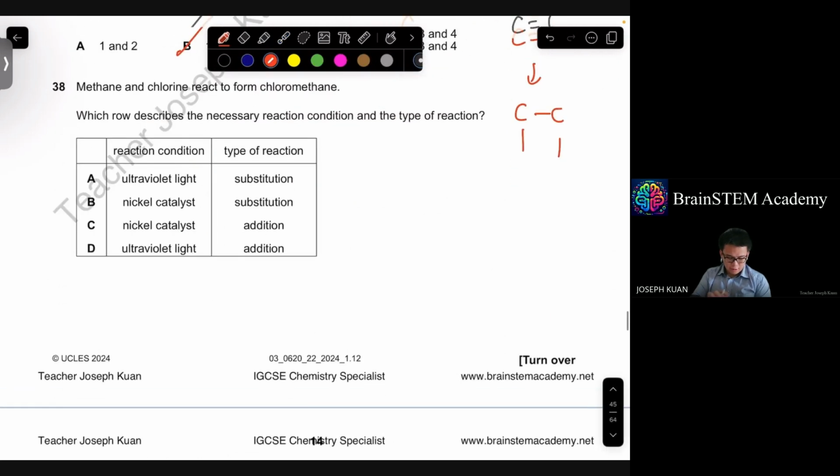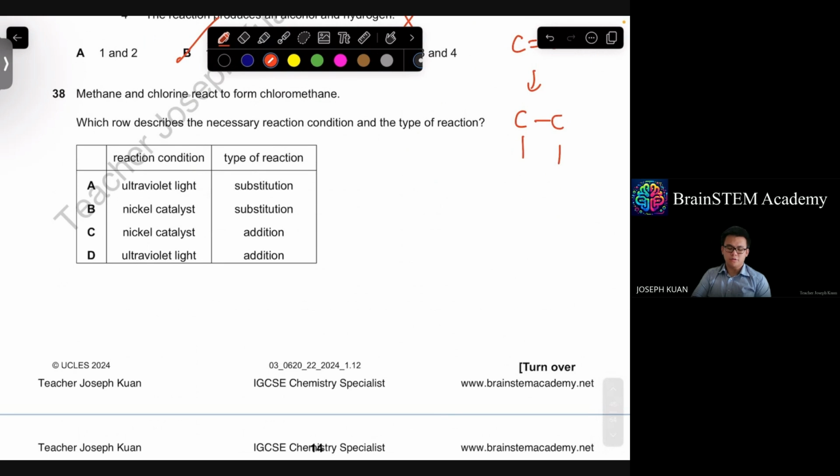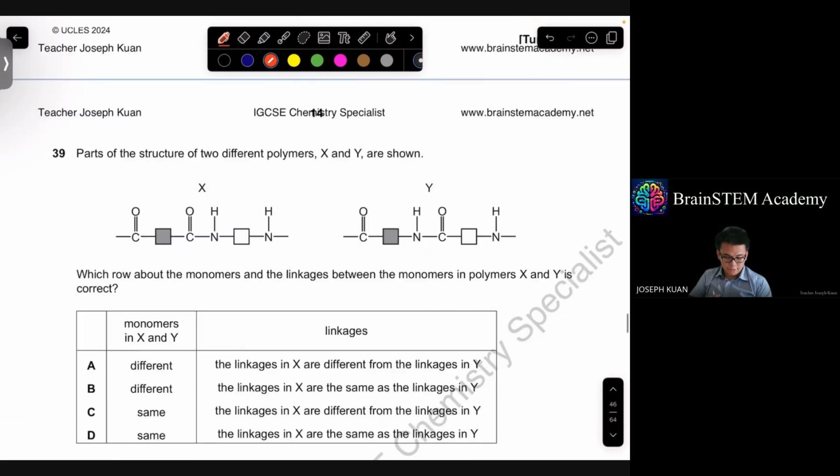Next, methane and chlorine react to form chloromethane. Which option describes the necessary reaction condition and the type of reaction? So this is a substitution reaction. We need UV light, and it's a substitution reaction because it's an alkane reaction.